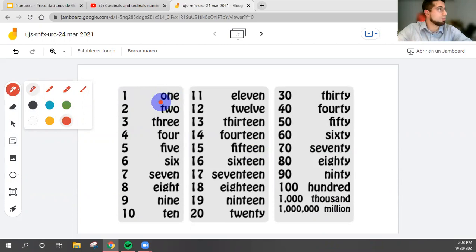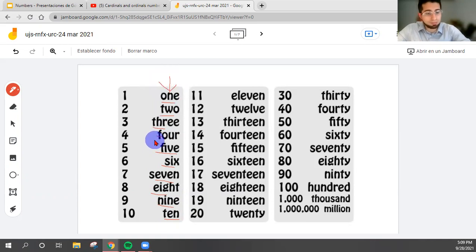Entonces ya vimos el número 1, el 2, 3, 4, 5, 6, 7, 8, 9, 10, right? Eso está clara, esta estructura. Ok, and this is the way we write them, right? Y esta es la manera en que los escribimos todos estos números, ok.